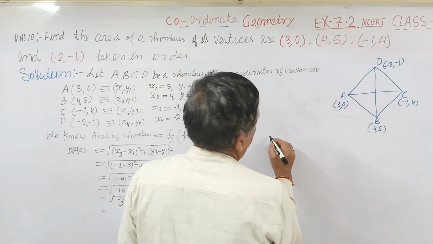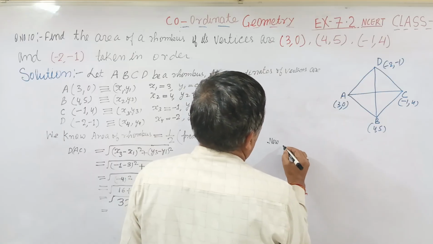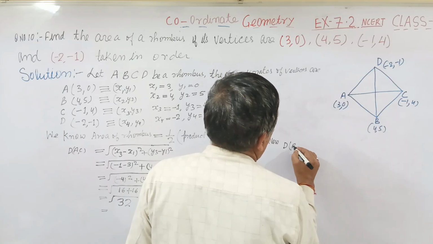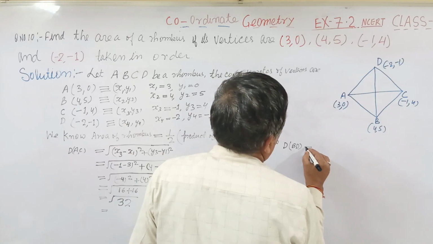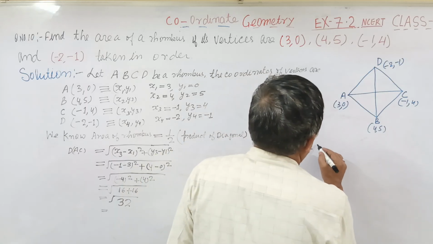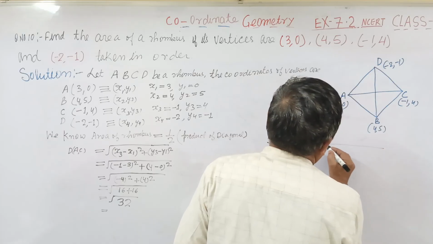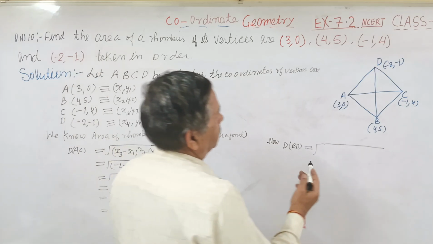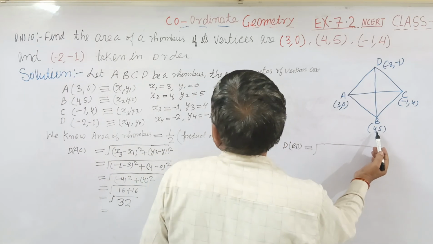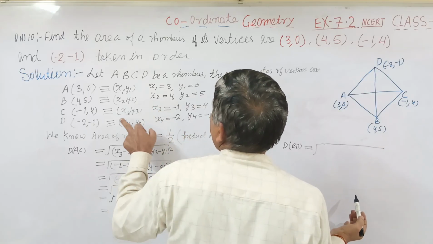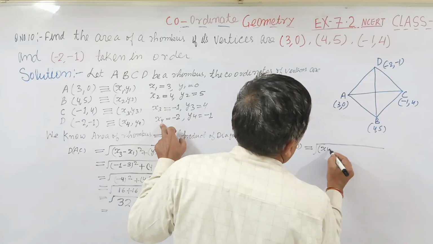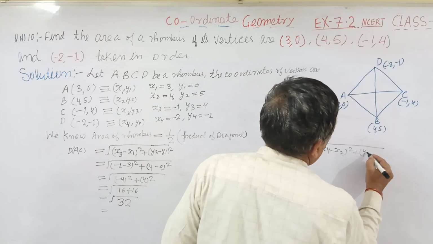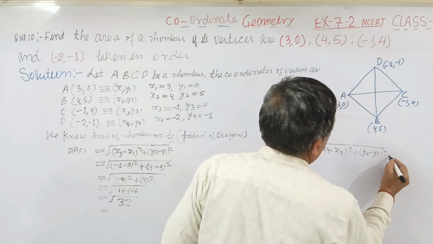And now we will calculate the distance between B and D. The diagonal BD equals the square root, using the distance formula, where B is (x2, y2) and D is (x4, y4): (x4 minus x2) square plus (y4 minus y2) square.